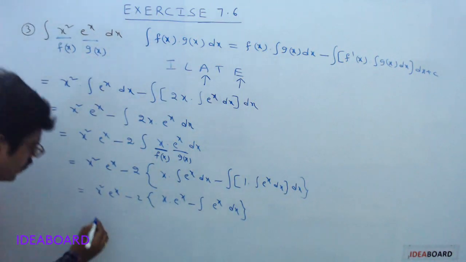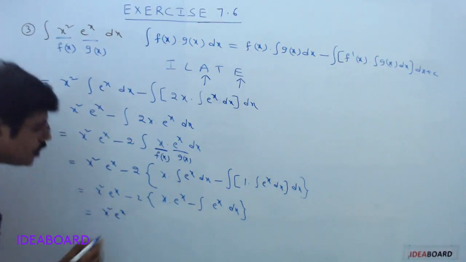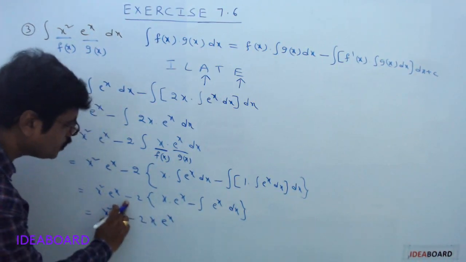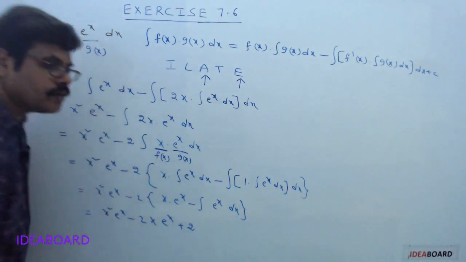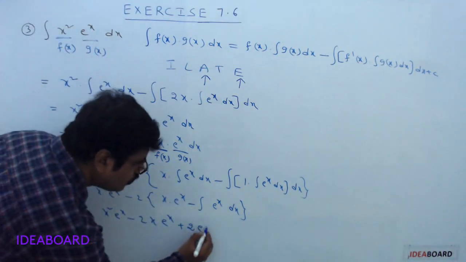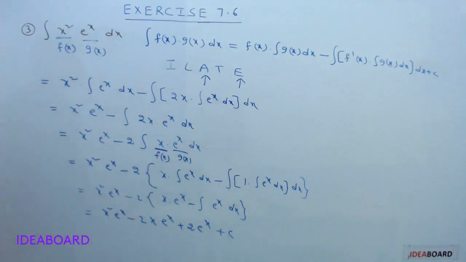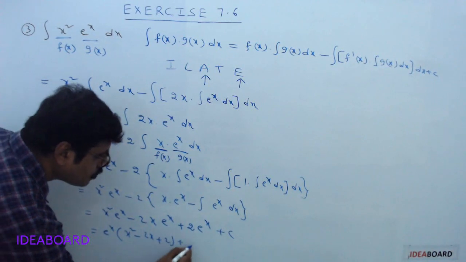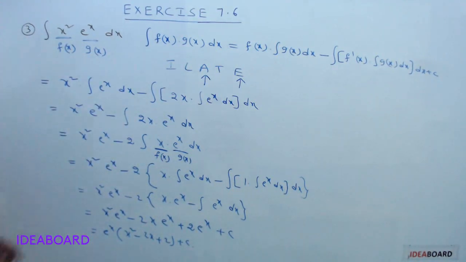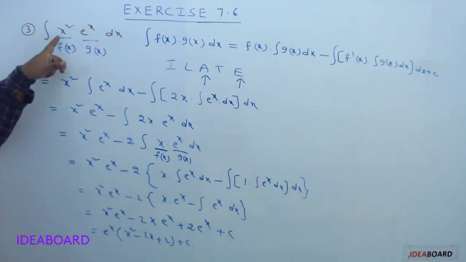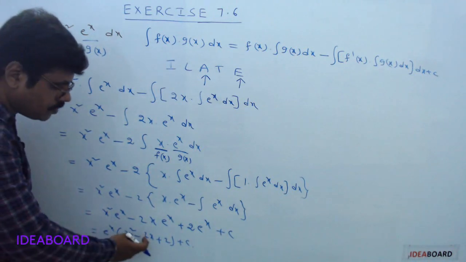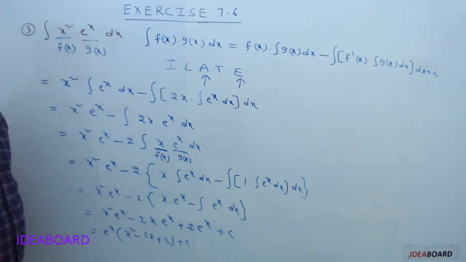So carry this dx. Now this equals x square into e power x, multiplying with minus 2, this is minus 2x into e power x, minus into minus plus 2 into integral e power x dx, which is e power x plus some constant c. So take the common factor e power x. This is e power x into x square minus 2x plus 2 plus some constant c. So therefore integral x square into e power x dx equals e power x into x square minus 2x plus 2 plus a constant c.